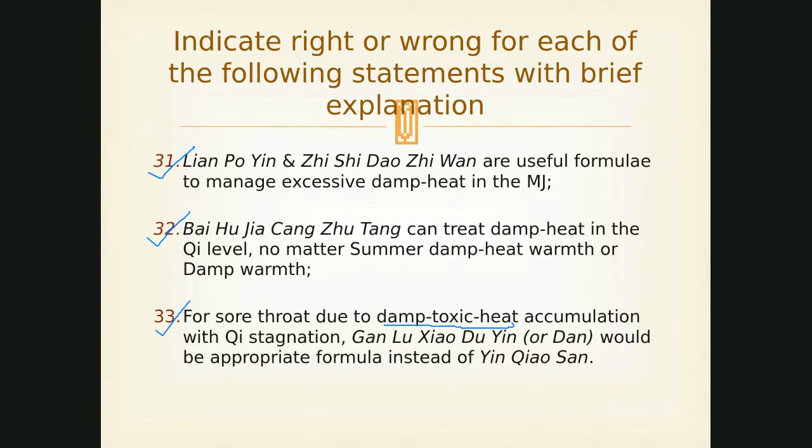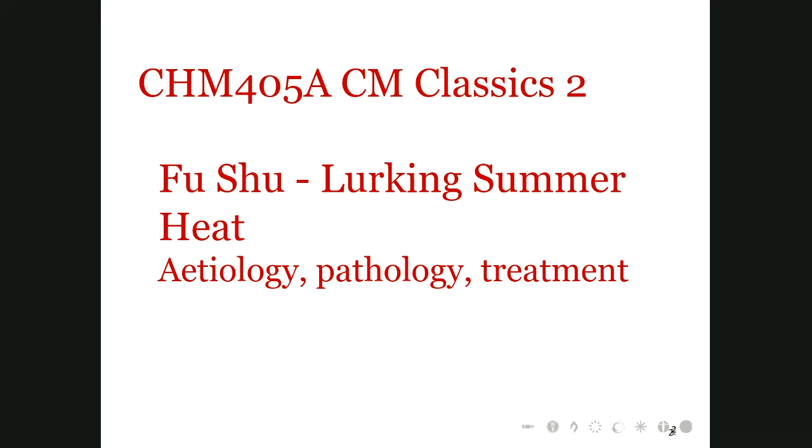Okay, let's have a look today. We are going to learn a new concept of the Wenbing. Now we have finished discussing wind warmth, which is the first Wenbing we discussed within the 7 categories. The second one is spring warmth, followed by summer heat warmth, and then damp warmth. Today we're going to learn lurking summer heat warmth. So have a look. What's the difference for this one?